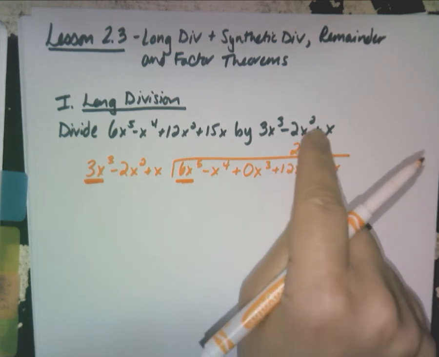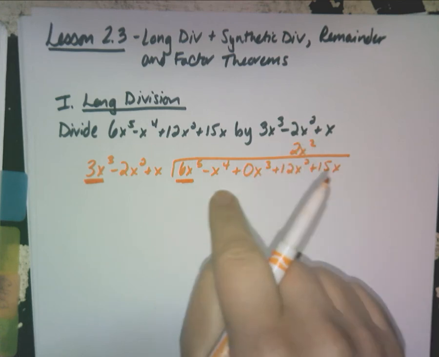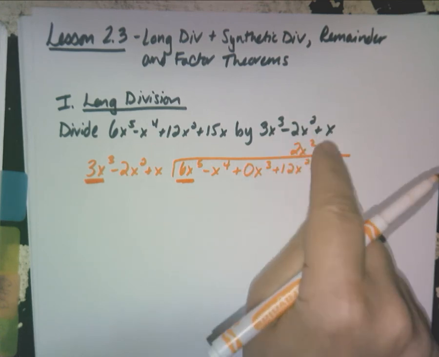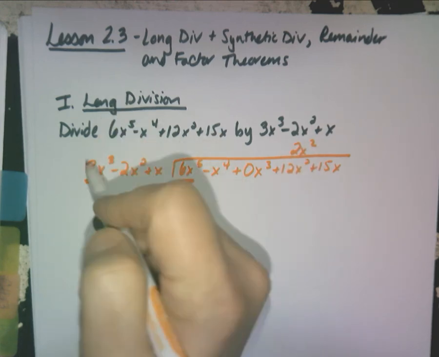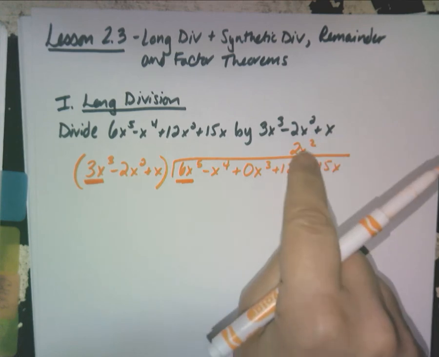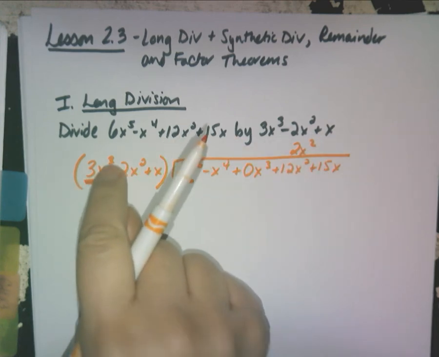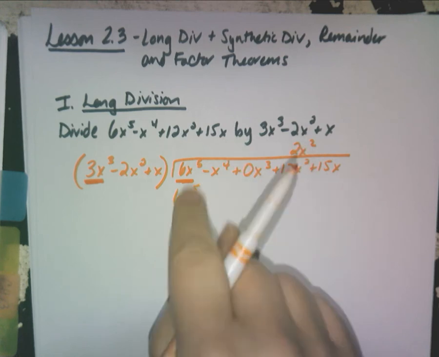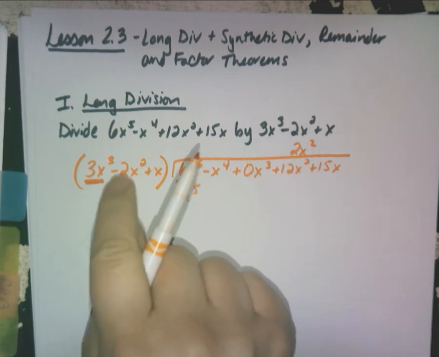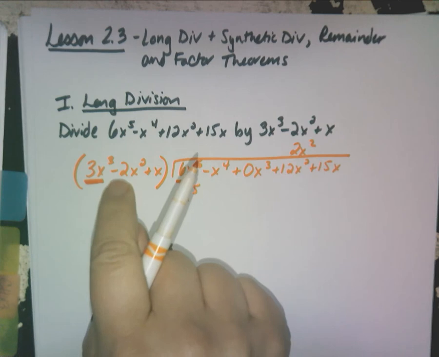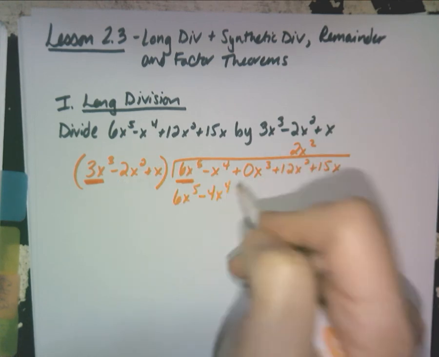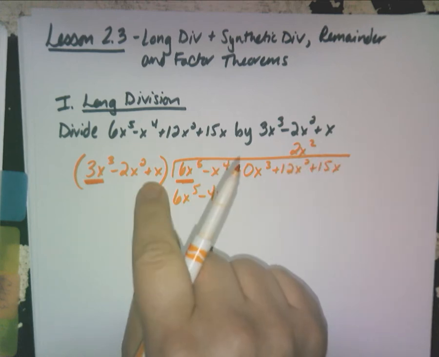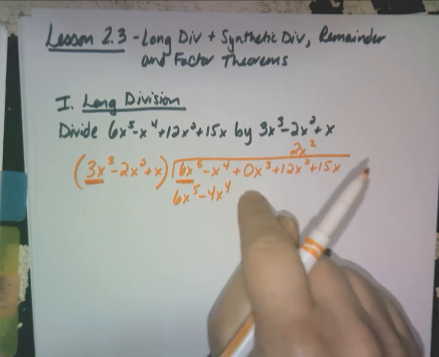Now, when you take that number and you have to write it for something under here, you actually take this 2x squared and you multiply it to everything in this divisor. So what's 2x squared times 3x cubed? 6x to the 5th. It should be the same. But now do it to this one and this one. What's 2x squared times negative 2x squared? Negative 4x to the 4th. And then what's 2x squared times x? 2x to the 3rd, which is a good thing we put a placeholder here.